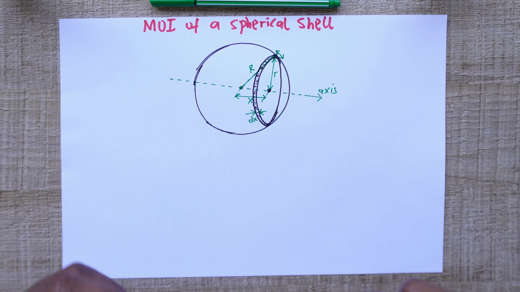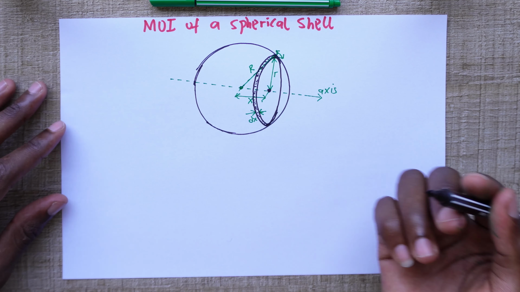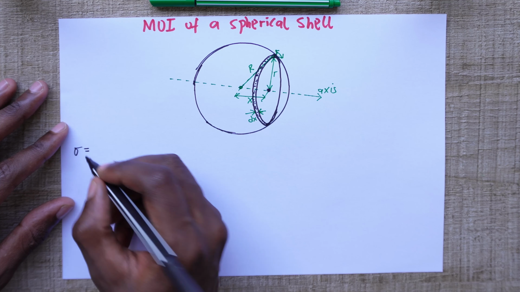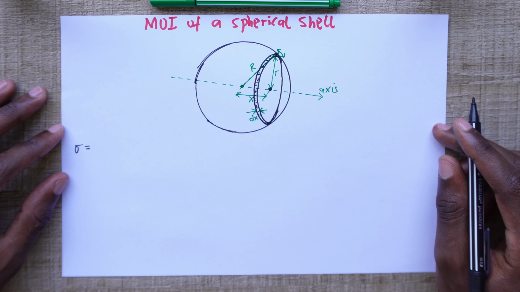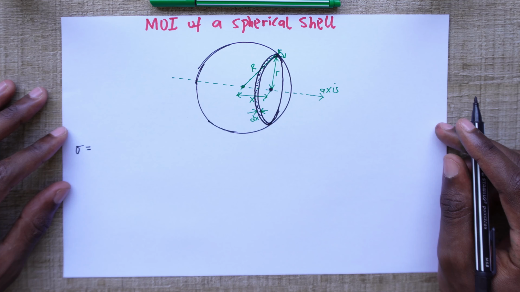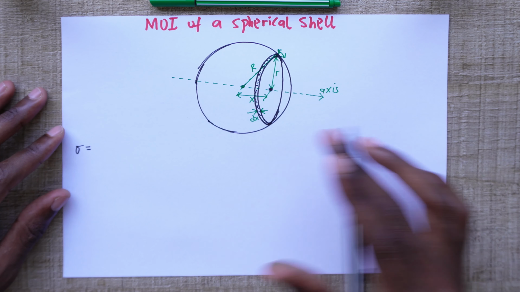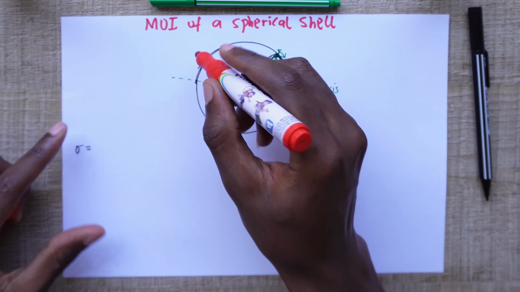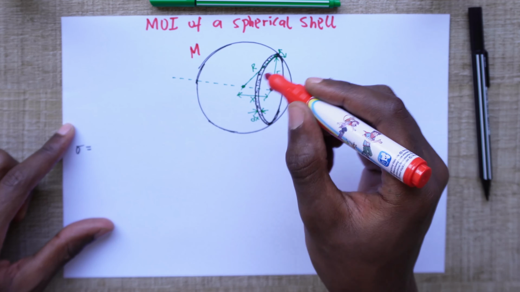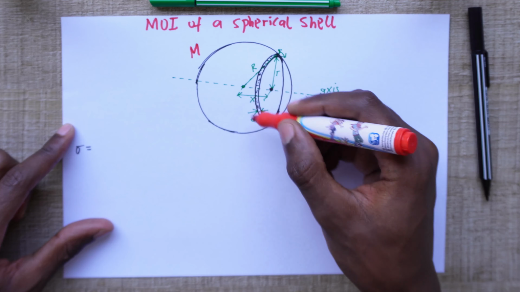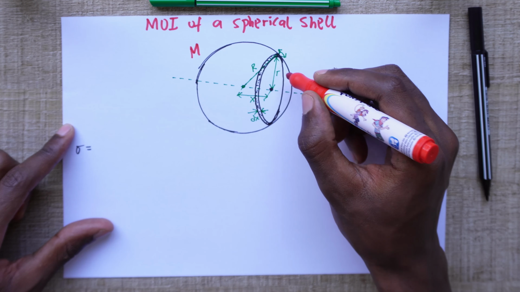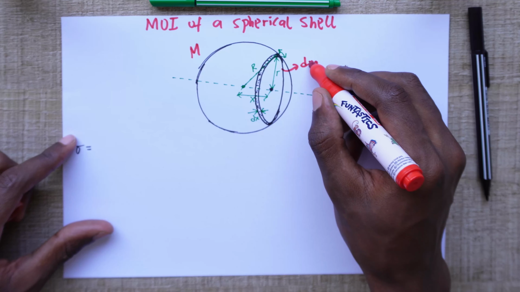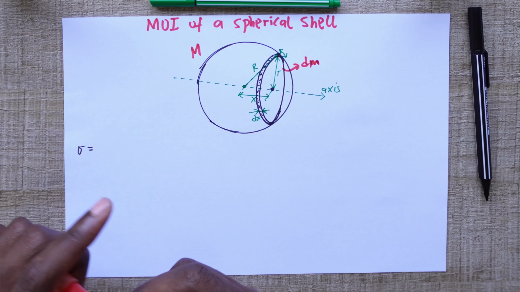So we can start by writing, we can denote sigma, the mass, the uniform mass distribution. So sigma is going to be the mass per unit area of the shell. So let's say the shell is of mass capital M and radius capital R, and that our element has a mass of dm and a radius of small r. Hope you can see that.